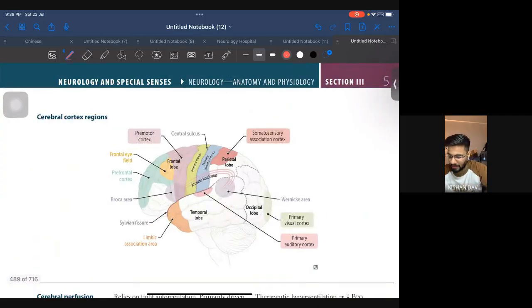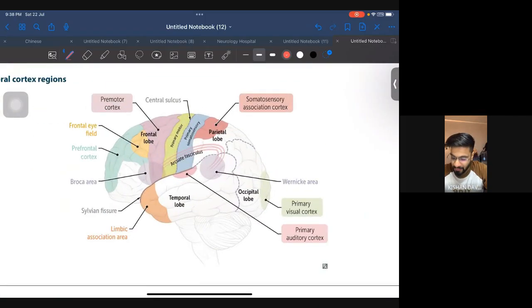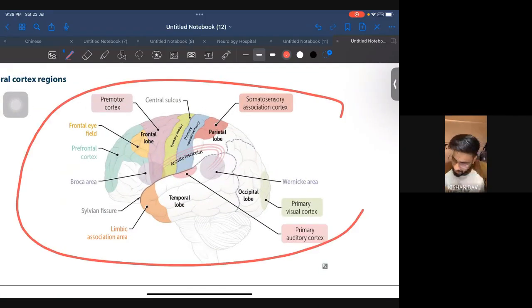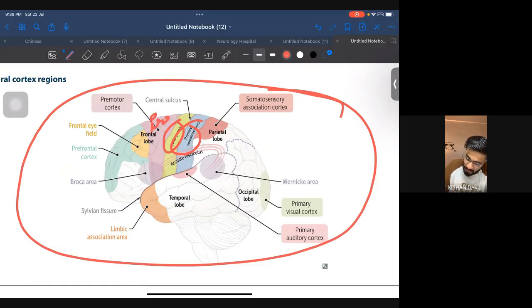Okay. Coming to the cerebral cortex region. Another thing, remember this diagram. Remember even the primary motor, primary somatosensory. Remember even the premotor. They have not mentioned it here. Remember the premotor, remember the presensory also. I'll show you the image, don't worry. Remember the occipital. Remember the temporal. So all this stuff you have to remember.